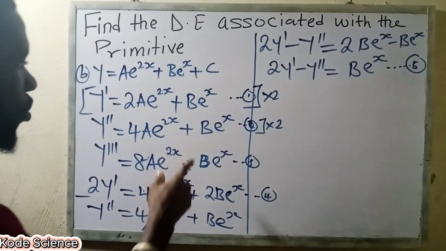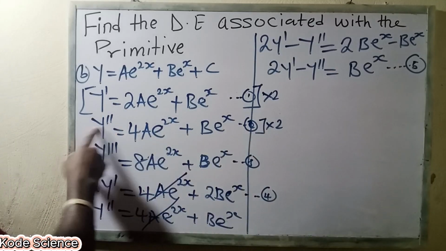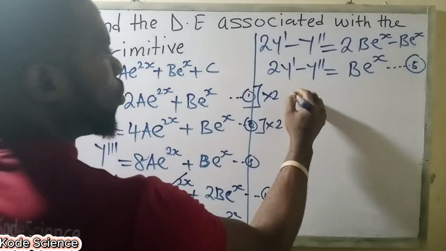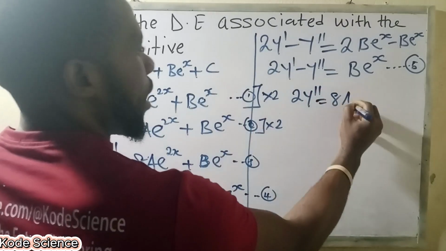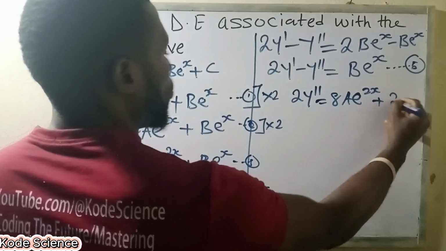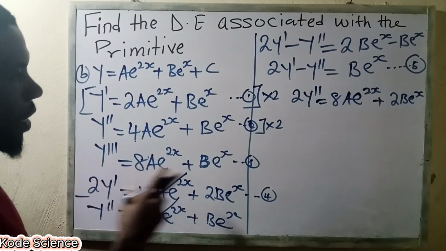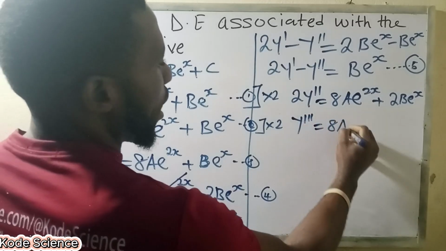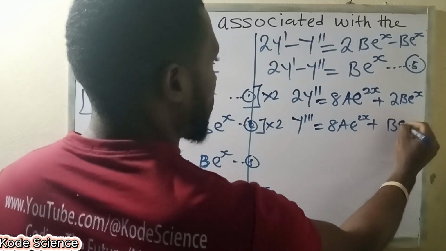So when we compare these 2 and 3, that means you are going to multiply this by 2. And when we multiply this differential equation by 2, here we're going to have 2y prime prime is equal to 8a exponential 2x plus 2b exponential x. And we pick our equation 3. And when we pick our equation 3, we are going to have y prime prime prime is equal to 8a exponential 2x plus b exponential x.